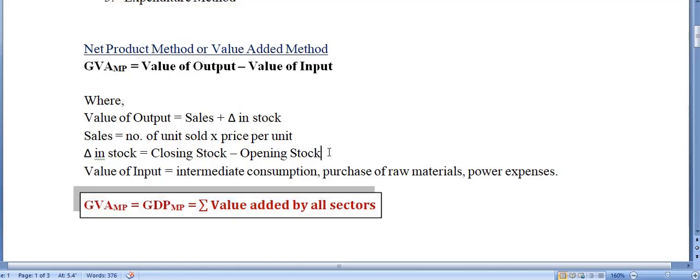In some questions it may be given that the value of output by the primary sector, secondary sector, tertiary sector, and the value of input of the primary sector, secondary sector and tertiary sector. So you have to combine all the three sectors together. It cannot be separate; it has to be aggregated together, because we are talking about the macro level, about macroeconomics. So you have to combine all the sectors together, be it primary, secondary, or tertiary. We will see this in the numericals.